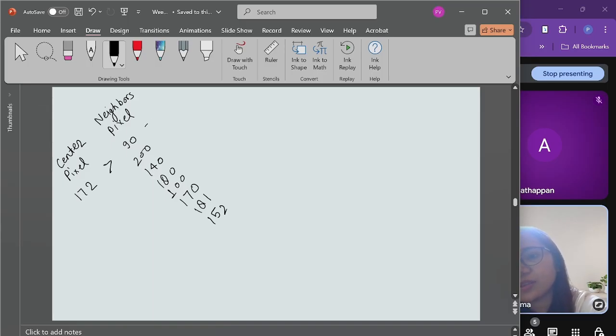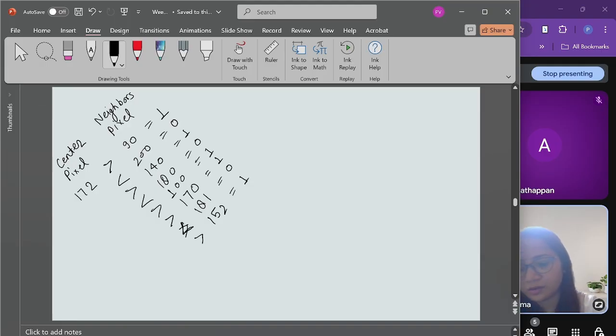So here it is greater than, so assign 1. Here 172 is less than 200, so assign 0. Here again 172 is greater than 140, so assign 1. Here again it is less than, so assign 0. Again 172 is greater than 100, so assign 1. Again 172 is greater than, again assign 1. Here 172 is less than, assign 0. 172 again greater than, here it is less than, so assign 1, right? Is it correct?